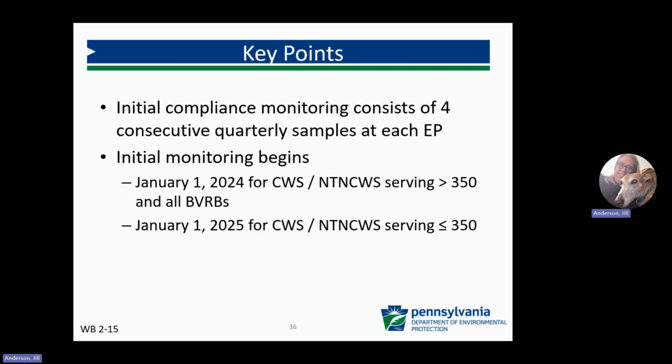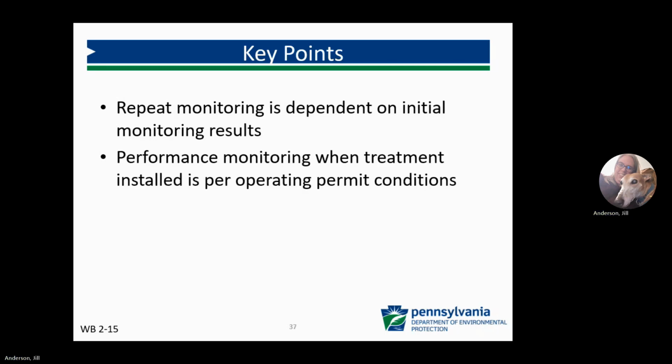So that concludes lesson 2 on monitoring and reporting requirements. I'm going to quickly review some key points from this lesson. Initial compliance monitoring consists of 4 consecutive quarterly samples at each entry point. Initial monitoring begins January 1, 2024 for community and non-transient non-community water systems serving more than 350 and all BVRBs, or January 1, 2025 for community and non-transient non-community water systems serving less than or equal to 350.